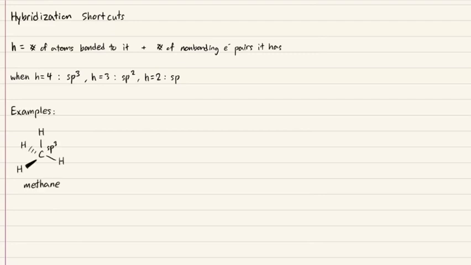Methane is tetrahedral, so we call the carbon sp3 hybridized. 4 attached atoms plus 0 non-bonding pairs equals 4, so sp3. We know the double-bonded carbon atoms in an alkene are sp2 hybridized. 3 attached atoms plus 0 non-bonding pairs equals 3, so sp2. Finally, we know the triple-bonded carbon atoms in an alkyne are sp hybridized. 2 attached atoms plus 0 non-bonding pairs equals 2, so sp.